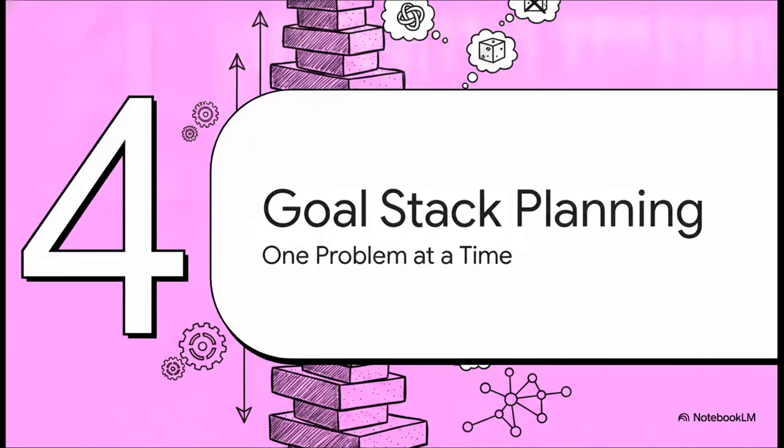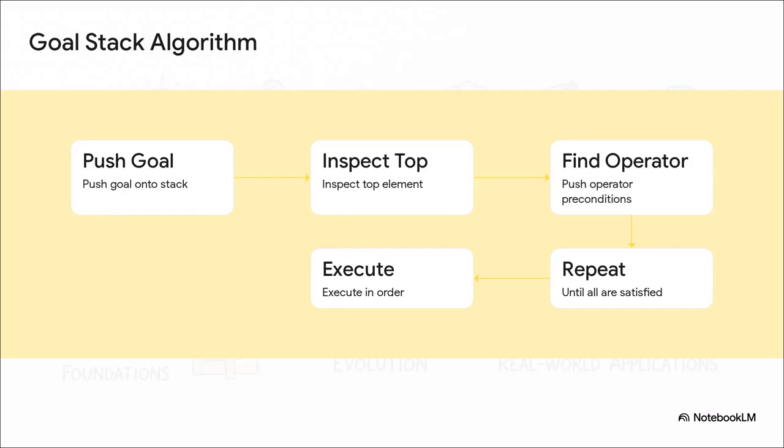All right, let's look at section 4, goal stack planning. This is all about solving one problem at a time. Now, this is one of the earliest methods in classical symbolic AI. Goal stack planning uses a technique called backward reasoning. The AI essentially looks at the final goal and asks itself, okay, what action can make this true? And then it pushes that goal onto a stack.